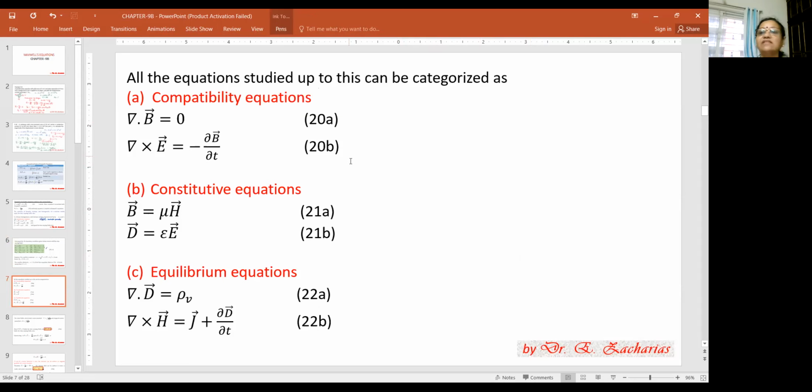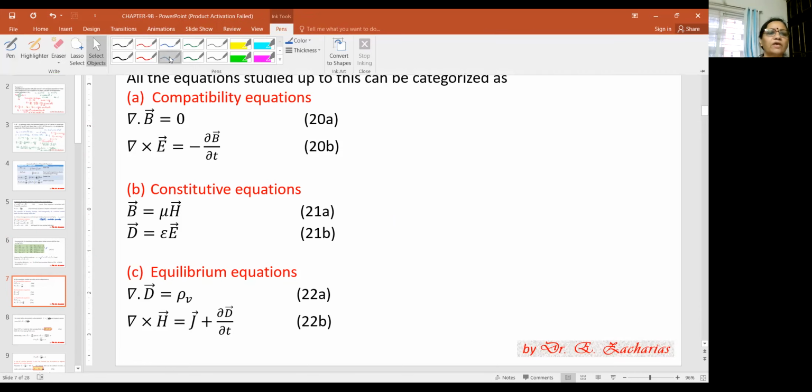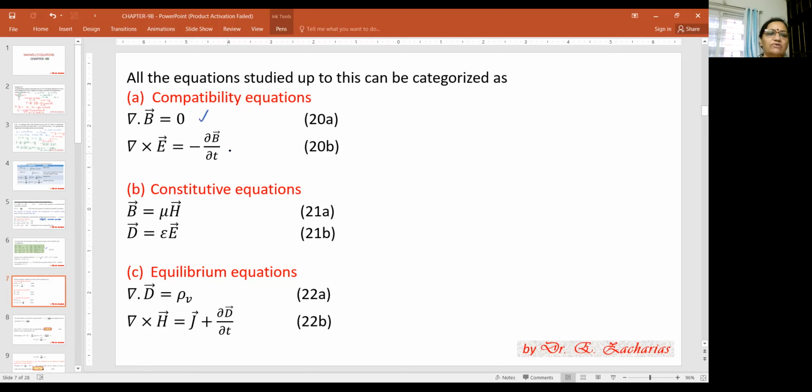Next, let us go to the other equations. Now, del dot B equal to 0 is a Maxwell's equation. You can clearly see it's Maxwell's equation. So del dot B equal to 0, del cross E equal to minus dou B by dou T. Both these equations are called the compatibility equations. And B is equal to mu H and D is equal to epsilon E, because they were written in another form in the previous thing.